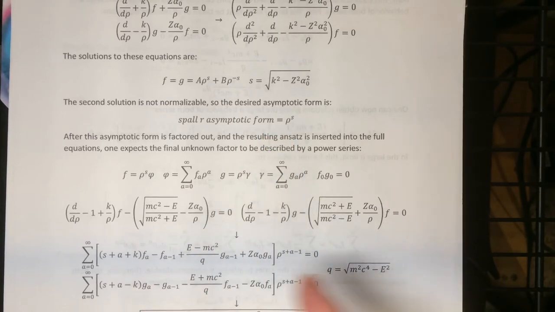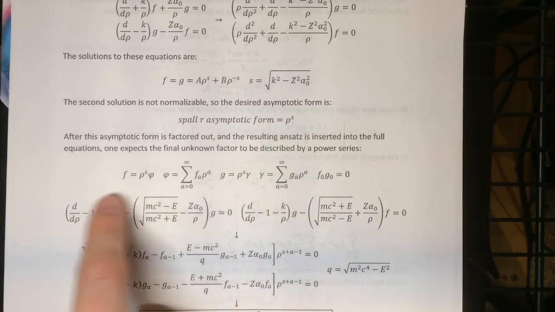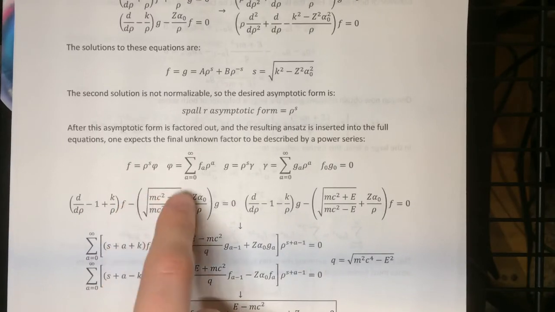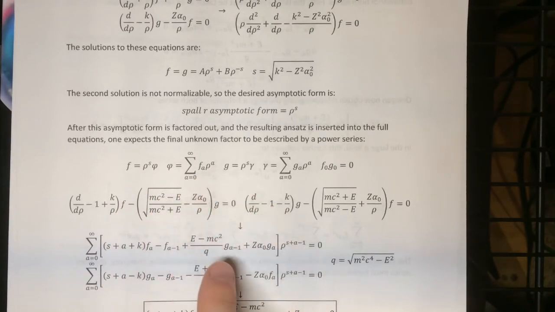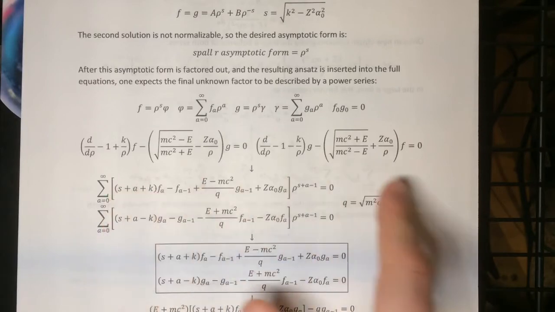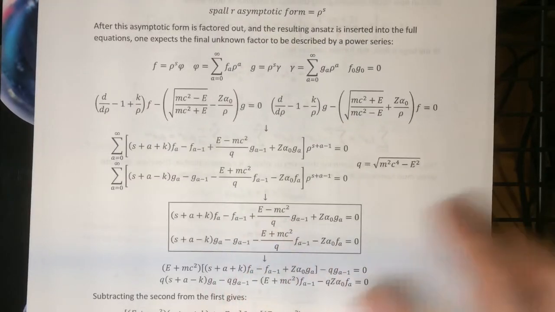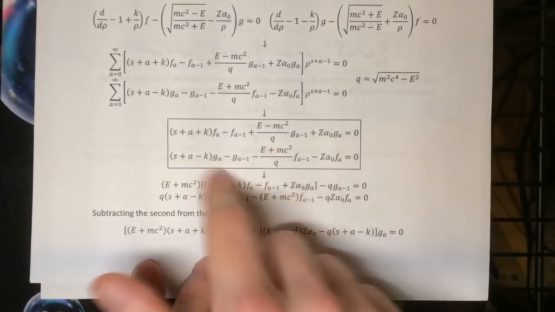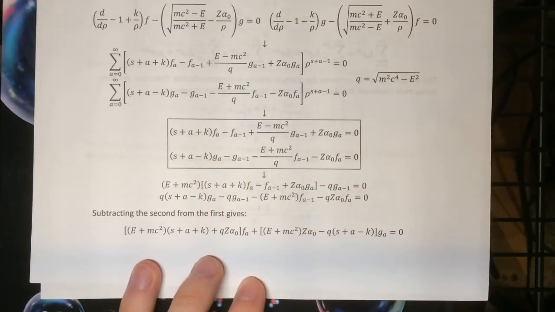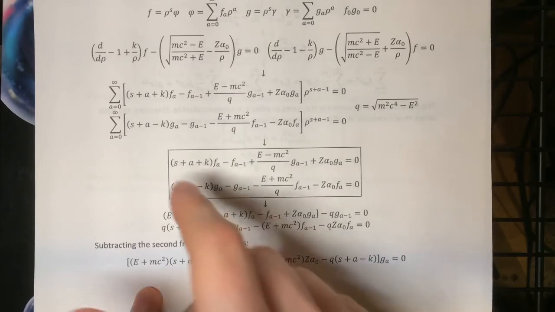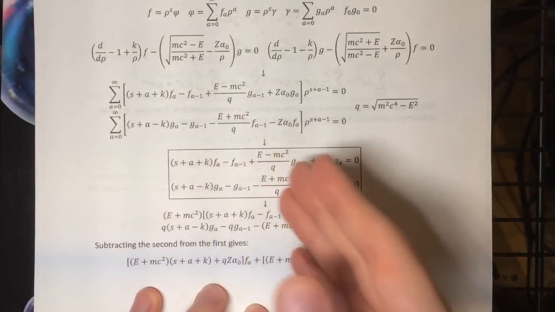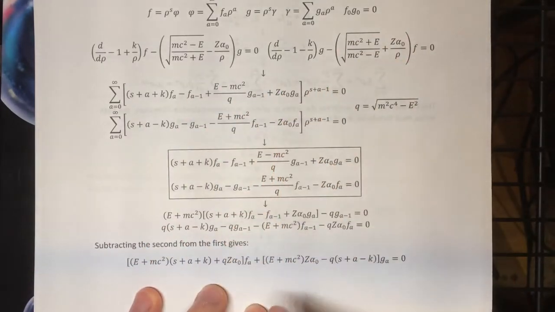So then we factor that asymptotic behavior out and postulate that the remaining factor is a power series and insert that into these equations, the full equations, and we ultimately get this representation in terms of the coefficients. It's the standard procedure where we plug it in, make all the powers on the r's match, and then set the coefficients equal to 0.